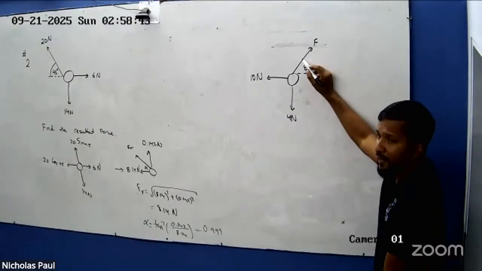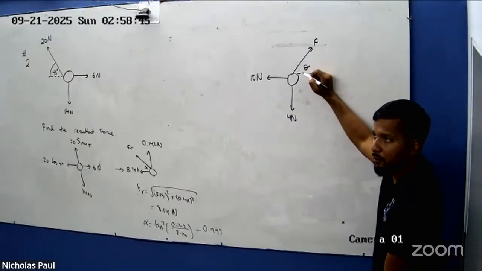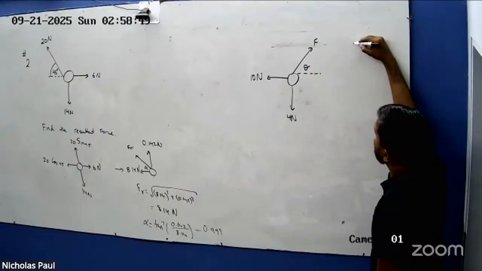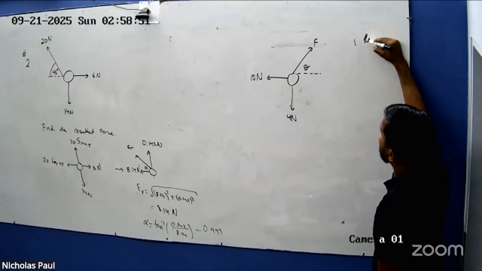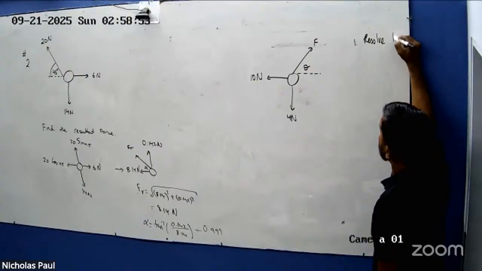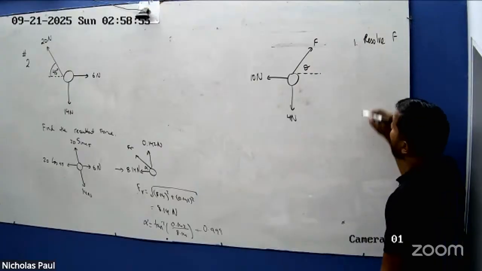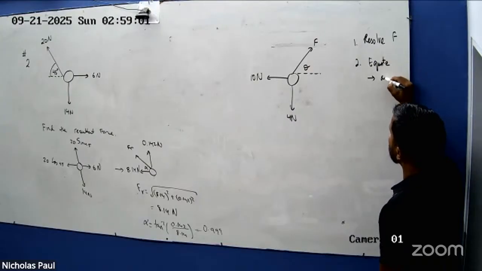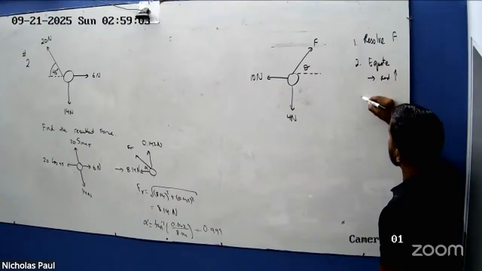Up and right. Well, you close state, but before you do that, you have to resolve F. And then you equate horizontally and vertically and solve.